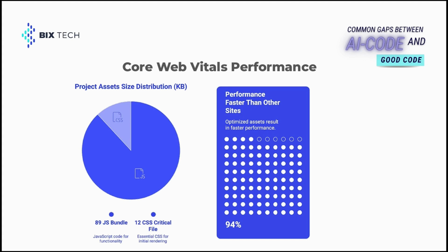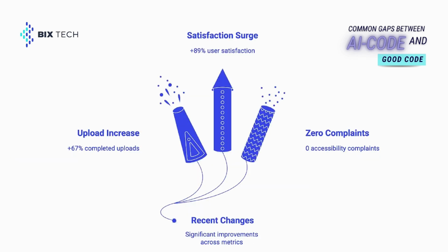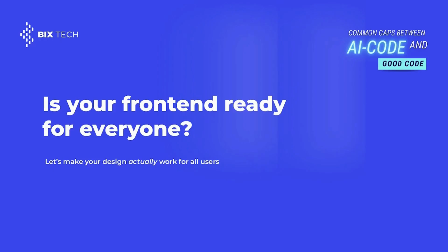And since it is a progressive web app, it can be installed as a native application on the person's own computer. Accessibility: we scored 100 out of 100 on Lighthouse, fully compliant with WCAG, tested with screen readers, and fully navigable by keyboard. And the practical result of all this? 23% less abandonment on mobile, 67% more completed uploads, 89% satisfaction, even on slow connections, and 0 complaints related to accessibility.